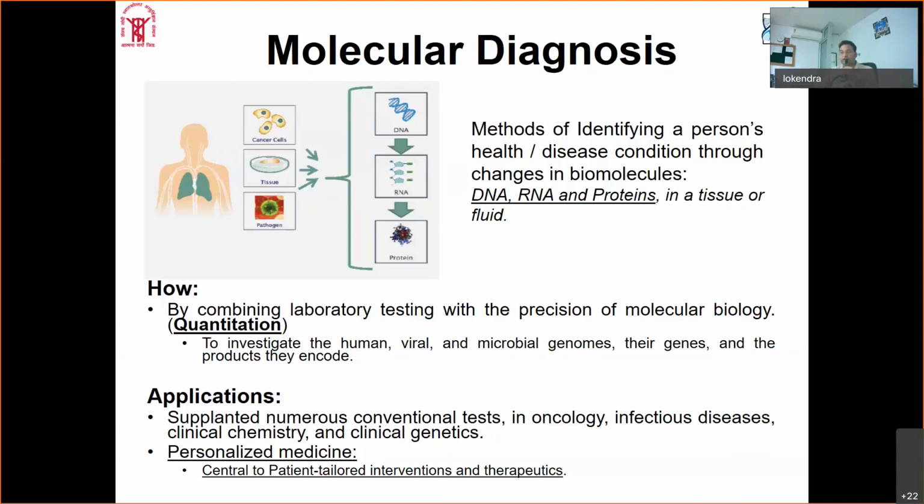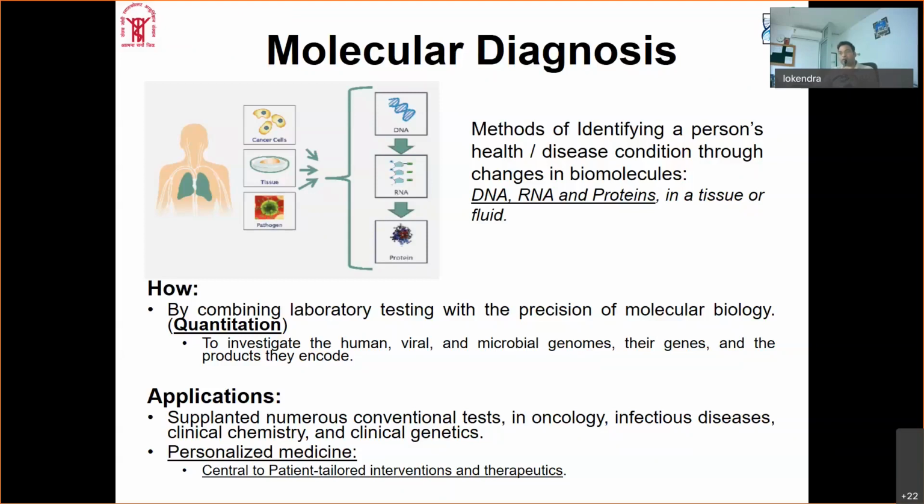So molecular diagnosis has very great implications in various fields, including oncology, infectious diseases, genetics, and clinical chemistry. And it is advantageous in developing personalized medicine. How a person responds to certain therapies can also be identified based on their genetic profiling and gene expression profiling. That is a very important aspect of molecular diagnostics.